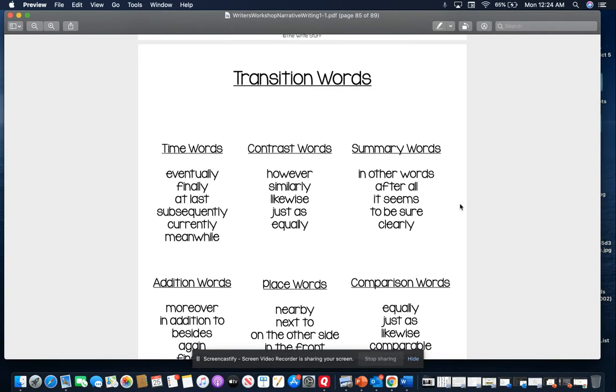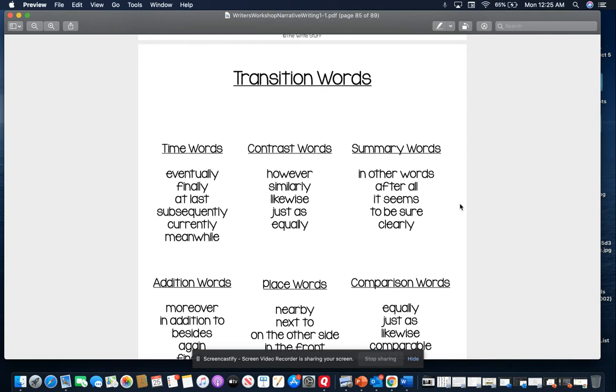Hey guys, last week in writing, we read the story The Darkest Dark about the astronaut that was afraid of the dark when he was a kid. And then we also started thinking about our personal narrative and how we are going to write our personal narrative. So at this point, you should have an idea of what you are going to write about. So remember, it is a small moment.